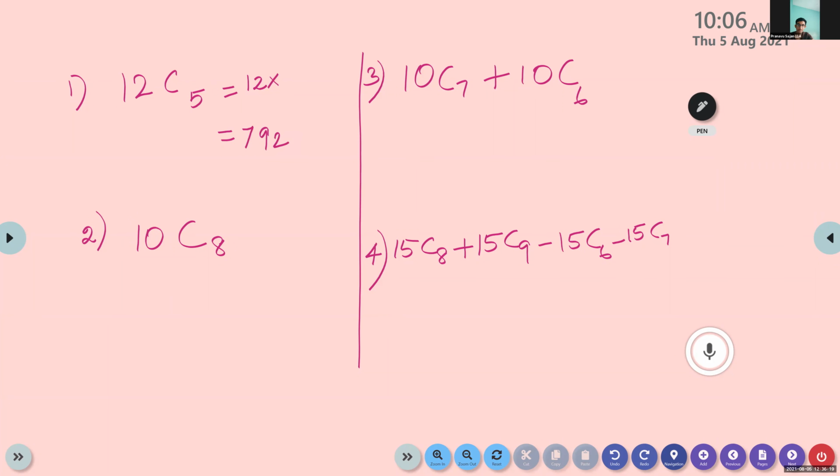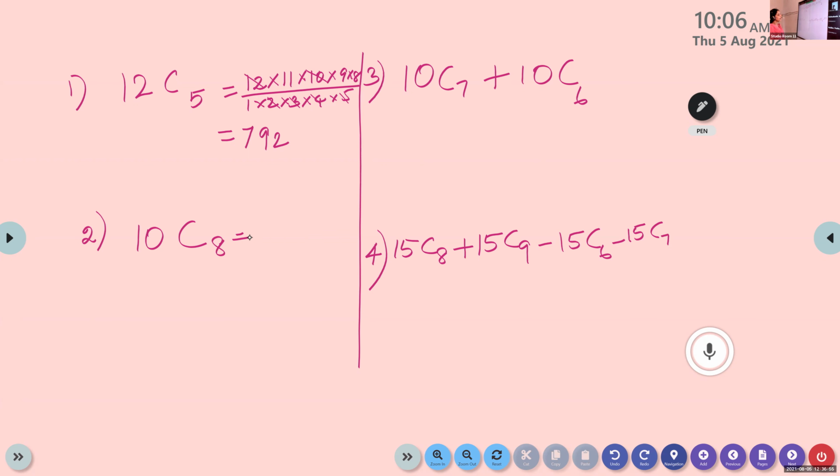Krishna Gandhi, you have to write 12 onwards, 5 numbers. 12 into 11 into 10 into 9 into 8 by 1 into 2 into 3 into 4 into 5. So 4 threes are 12, you can cancel. 5 twos are 10. So 11 into 9 into 8, is it 792? Pavitra, is it correct?